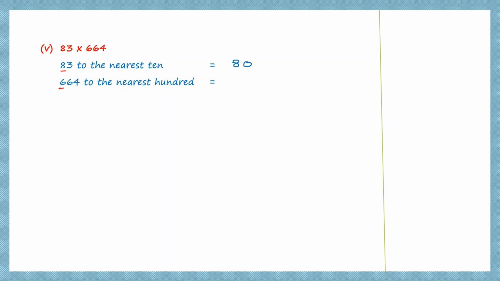In the hundreds place we have 6. To its right we have a digit that's more than 5. So the underlined digit will change. 6 will now become 7, followed by 2 zeros. 700. The required product will be 80 into 700. Let's multiply 8 into 7. 8 sevens are 56. Count the zeros: 1, 2, 3. 3 zeros. So we have 56,000, which is the required product.